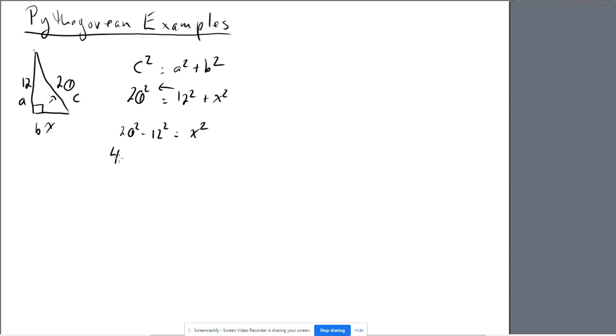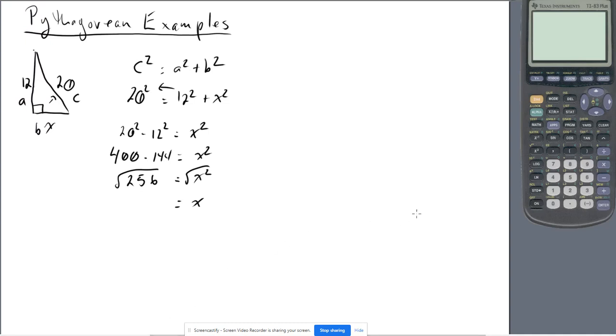So that's going to be 400 minus 144 is equal to x squared. So x squared equals 256. We're going to root both sides, and we're going to end up with x is equal to the square root of 256. I'm pretty confident that's 16, but let's just check that really quickly.